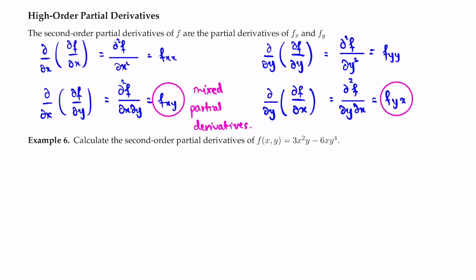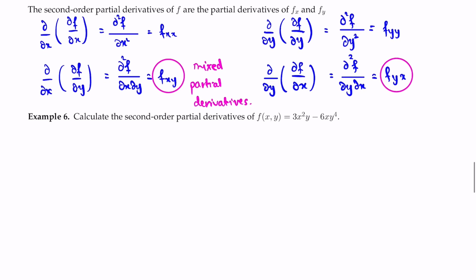Alright, so we're going to apply this formula to find the second order partial derivatives of the following functions. So in example 6, we're going to consider this function f of xy equal to 3x squared y minus 6x times y to the 4th. Before finding the second order partial derivatives, you need to find the first order partial derivative with respect to x and with respect to y.